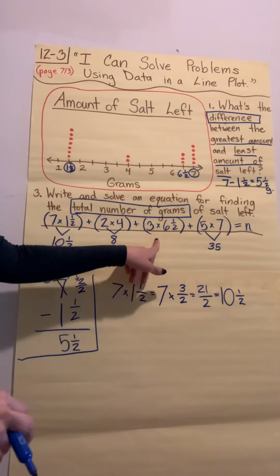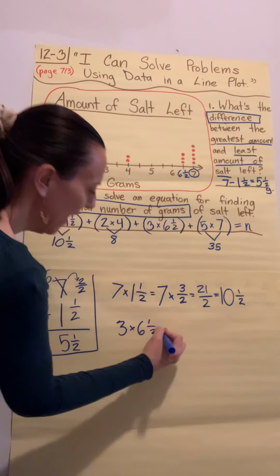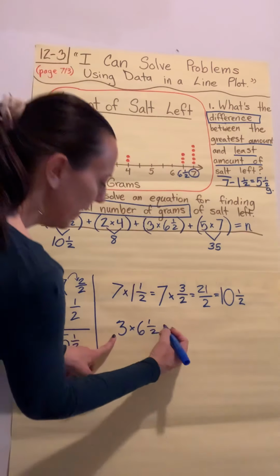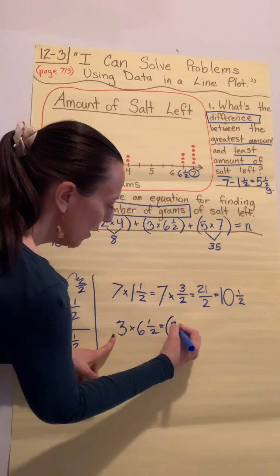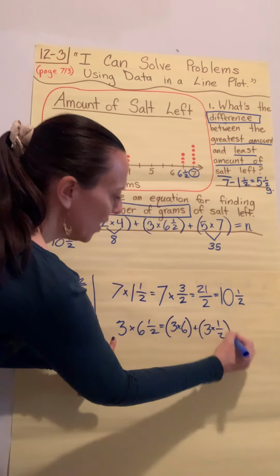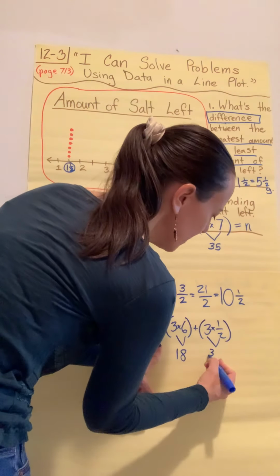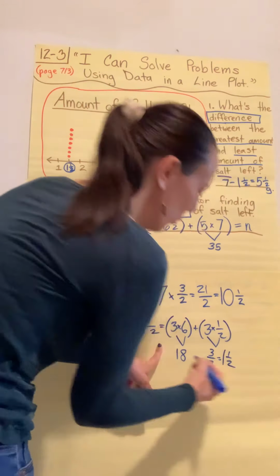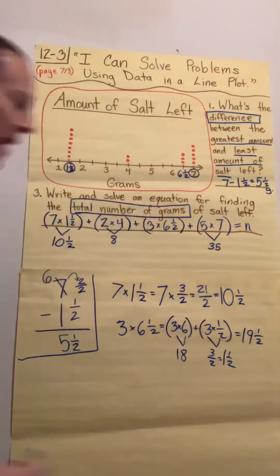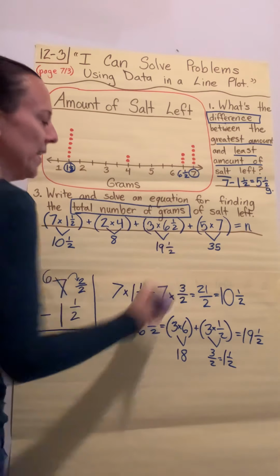The other one I have to figure out is 3 times 6 1/2. That's not as easy multiplication, so I think I'll do this one separately. I know that's the same as doing 3 times 6 plus 3 times 1/2. 3 times 6 is 18. 3 times 1/2 is 3 halves, or 1 1/2. So altogether it would be 19 1/2. Okay. So this part equals 19 1/2.